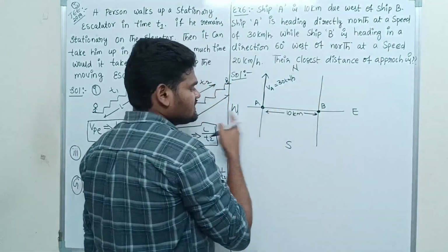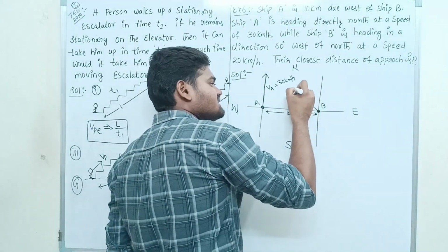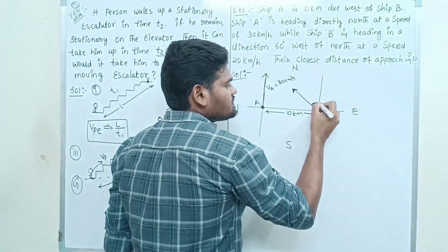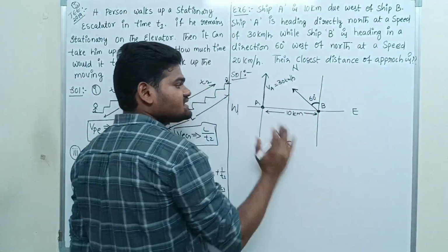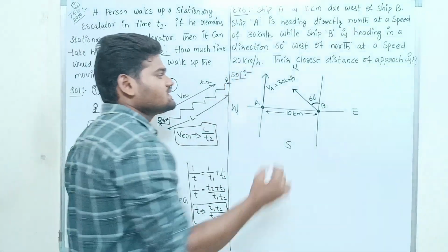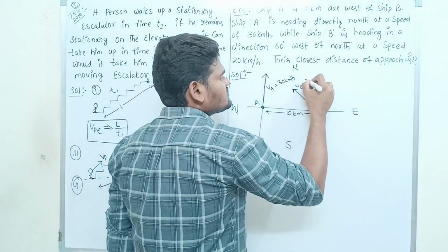That means, have a look. This is west and this is north. So west of north means in this direction the ship B is moving, making an angle of 60 degrees with north, with a speed of 20 kilometers per hour. So velocity of ship B is equal to how much? 20 kilometers per hour.